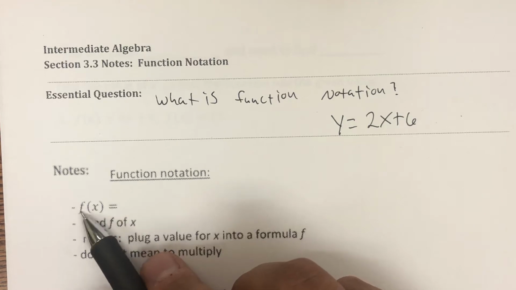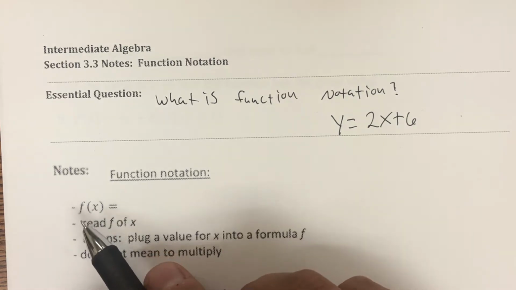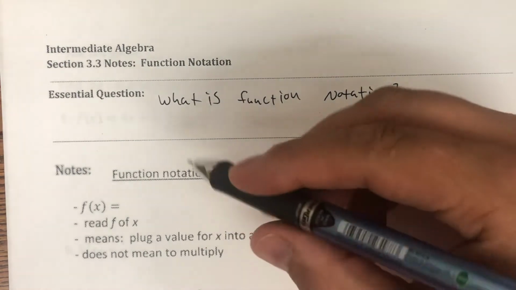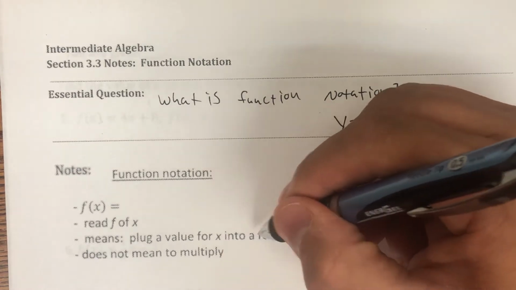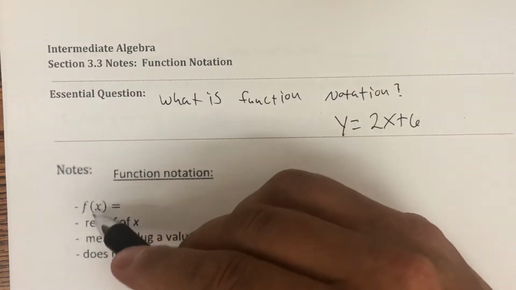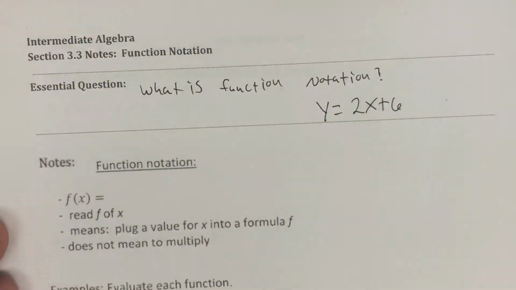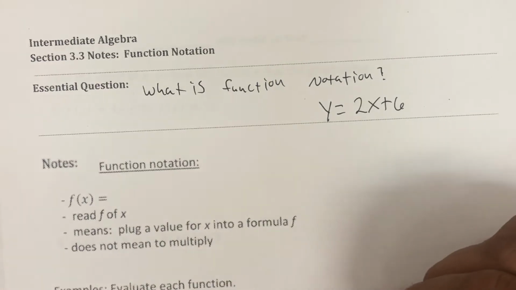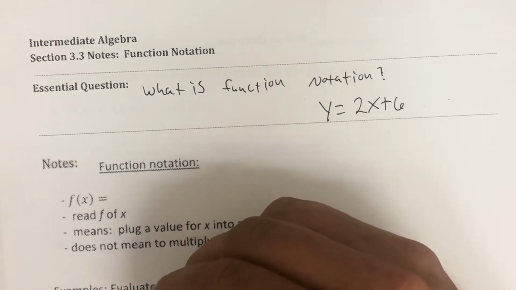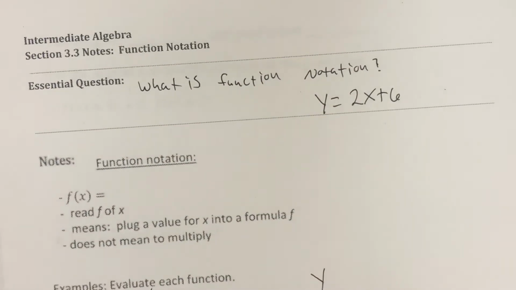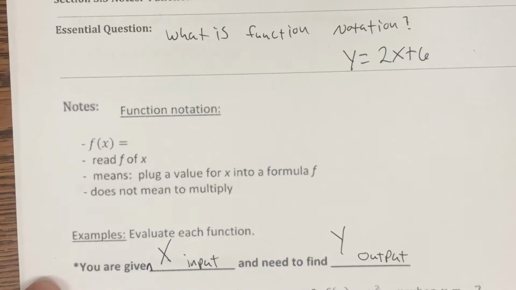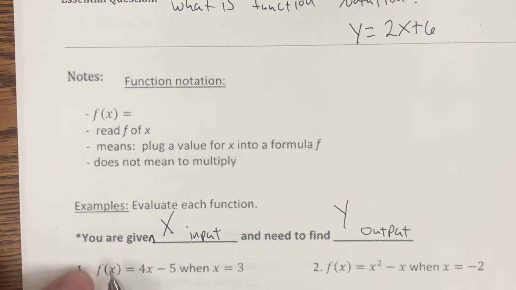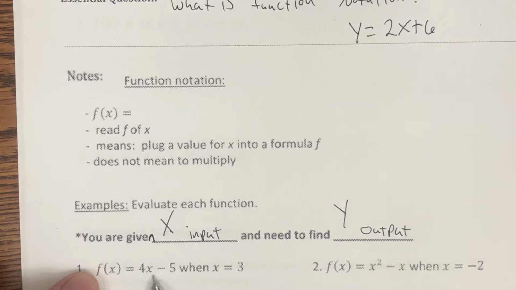This little letter is going to be italicized when it's in function notation, so it won't look like a regular letter. What it means is we're going to plug a value for x into the formula f, and it does not mean to multiply. These parentheses do not mean multiplication. So I am given an input, and I need to find the output. Essentially, I'm given x, I need to find y, just like I'm used to seeing. So this is just like a y value here. I can envision this just like it's a y, and I'm going to plug this value in for x.